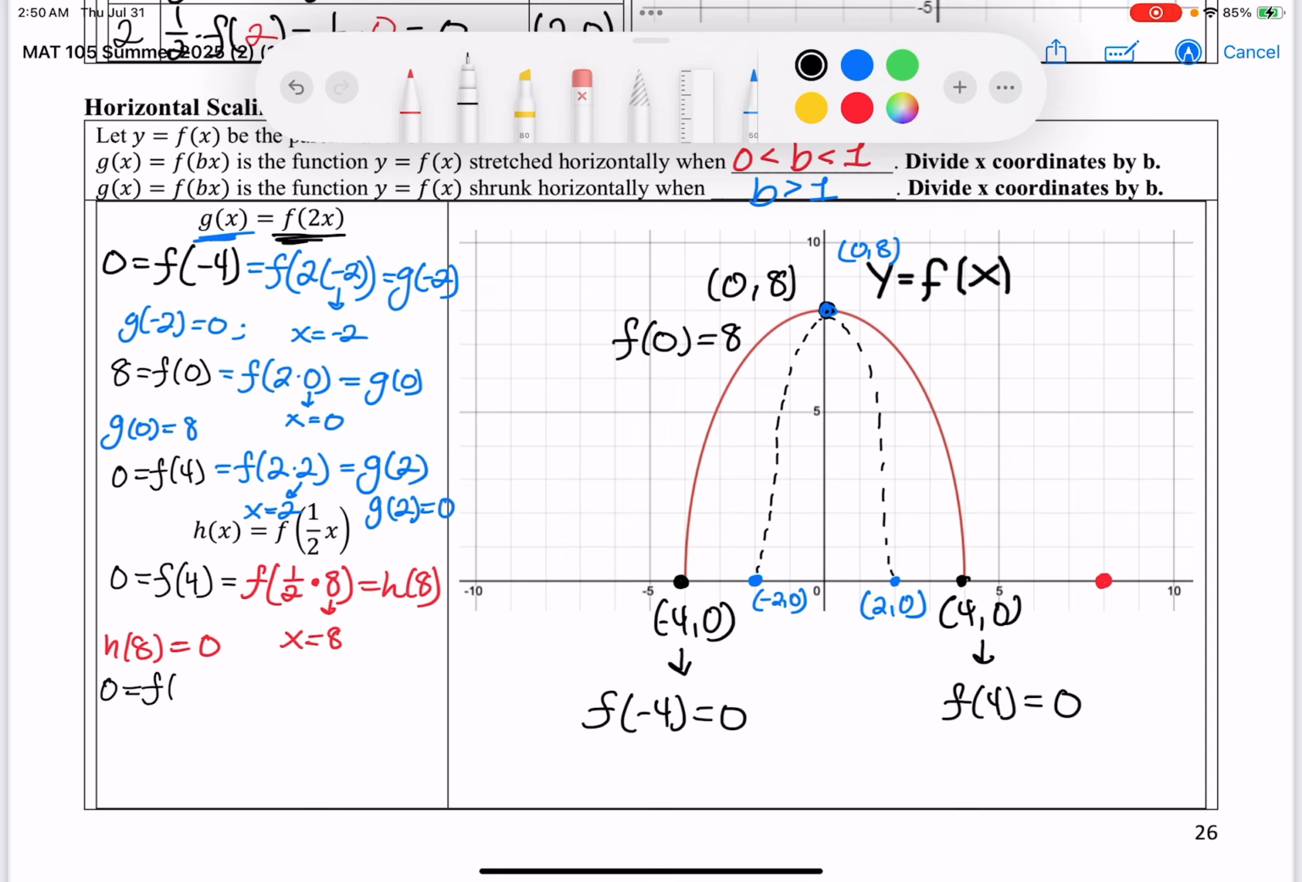0 equals f of negative 4. We want to write our function as f of 1/2 times some number, and that number is going to be negative 8, because half of negative 8 is negative 4. So in this case, our x will be negative 8. Therefore, our function is h of negative 8. h of negative 8 equals 0. So that's the point of negative 8, 0.